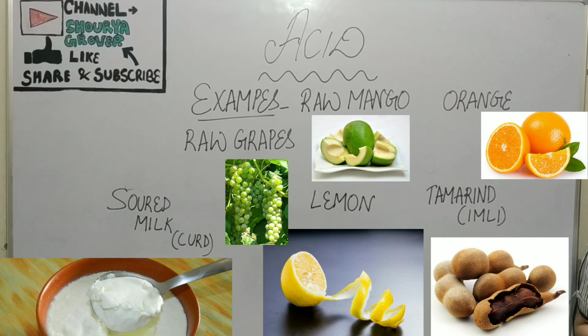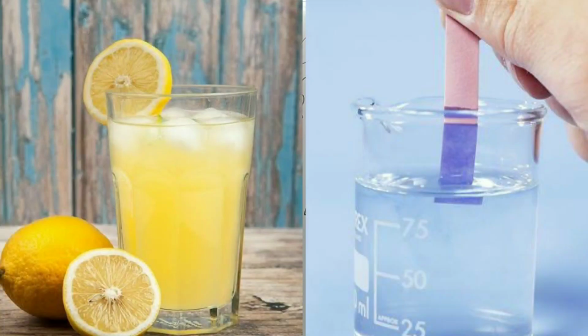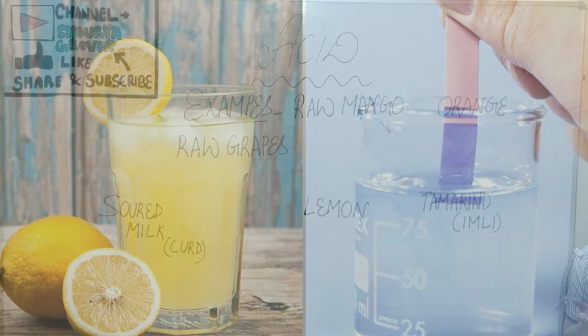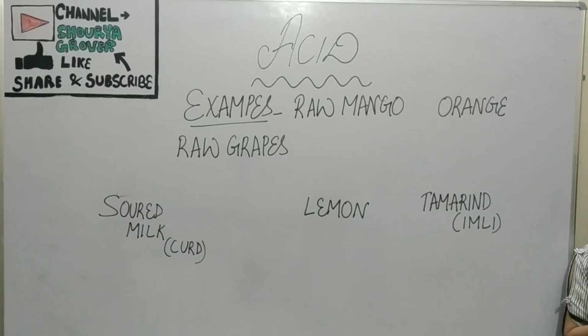So I will say that acids are substances that are sour in taste, and you would be surprised to note that these examples contain acid. Yes, I can again define acid: acid is a substance that has a sour taste and it can turn blue litmus to red. Now I'm moving forward to more examples with the particular acids they contain.